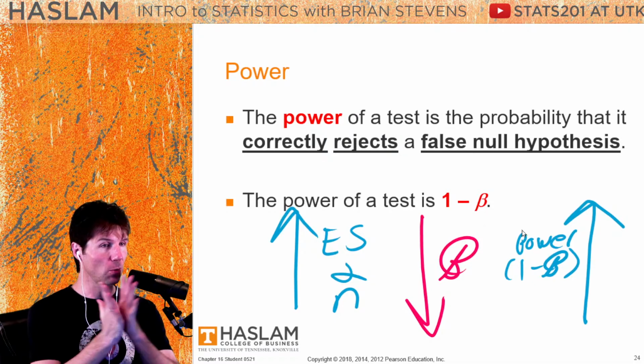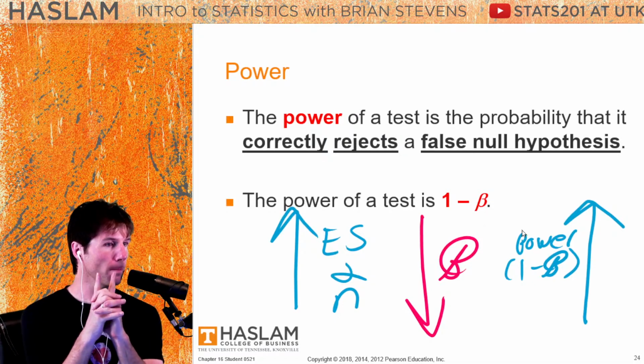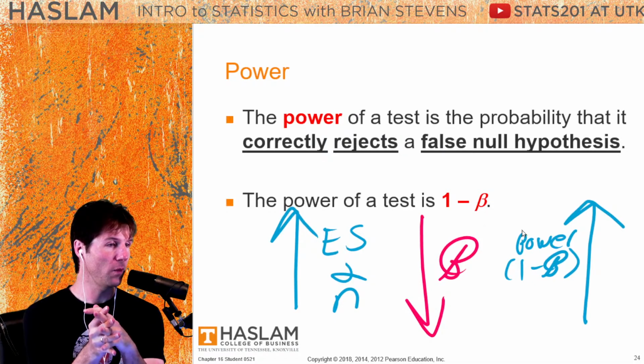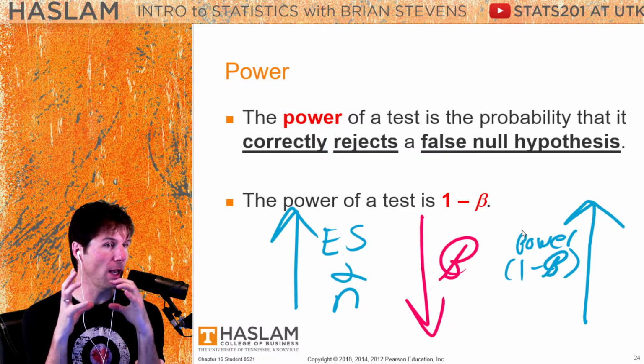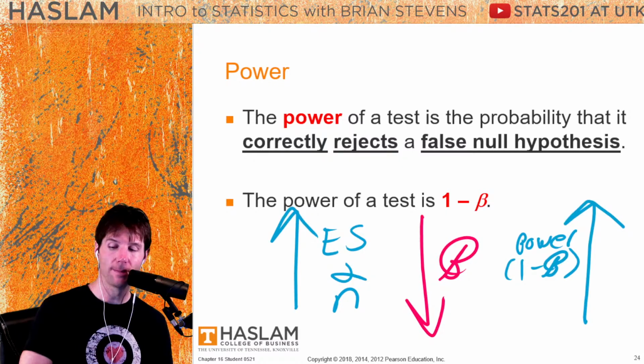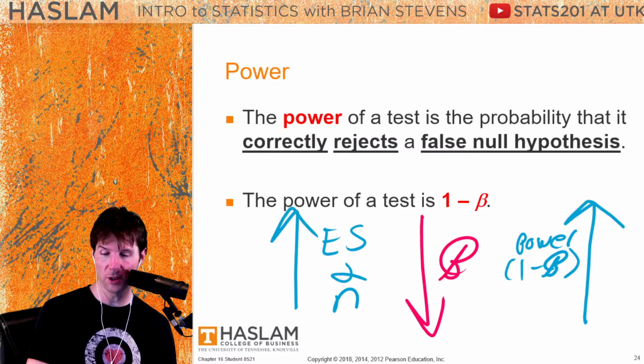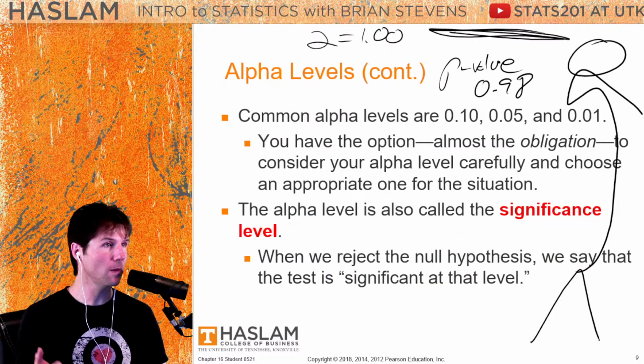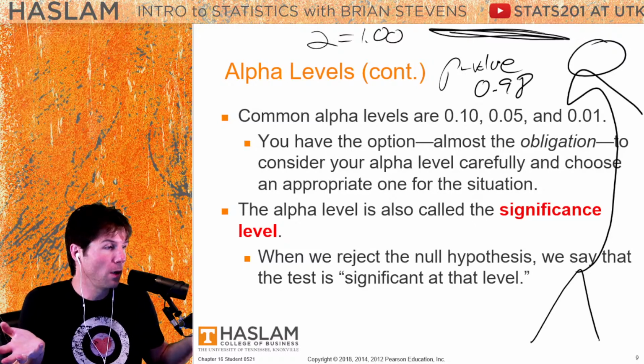Have on your note card the 3 things that impact power: effect size, alpha, and sample size. Now, which one of those do we have the absolute most control over, that the researcher can just decide at any moment? Which one can we just choose to be whatever we want?